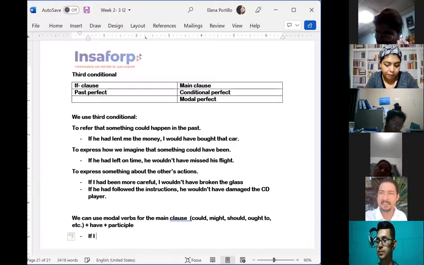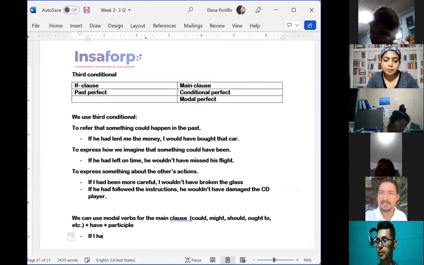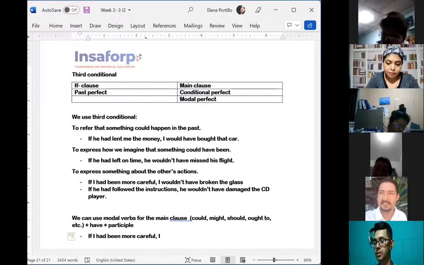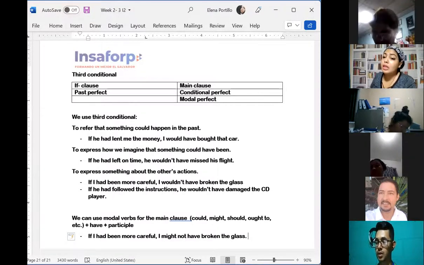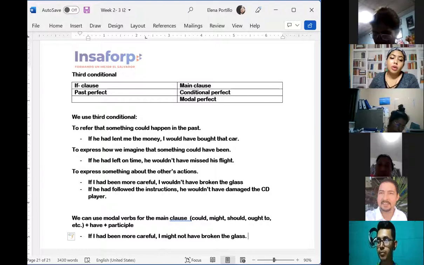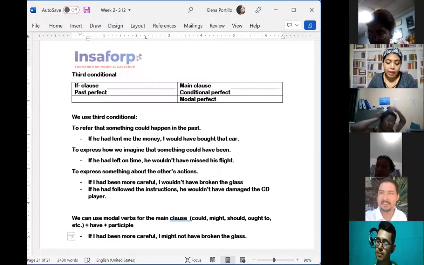If I had been more careful, I might not have broken the glass. So in this case, we have the same sentence, but with some changes. So if I had been more careful, I might not have broken the glass. Si hubiera tenido más cuidado, podría no haber roto el vaso.